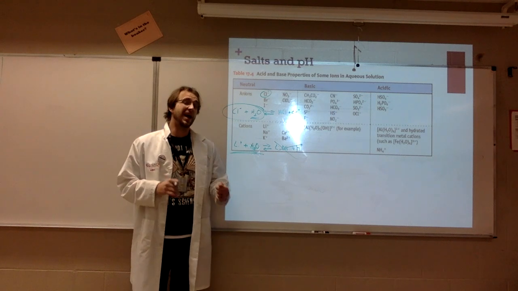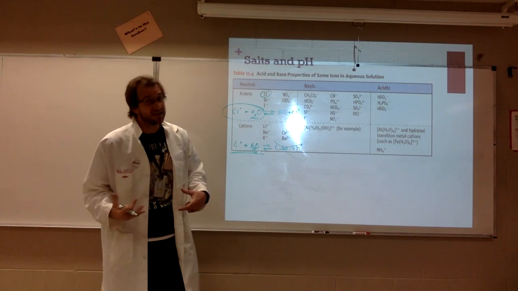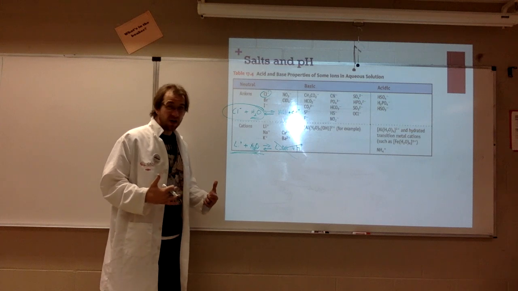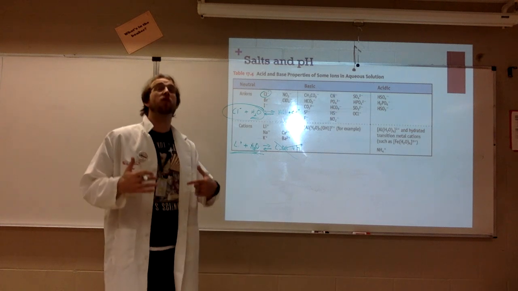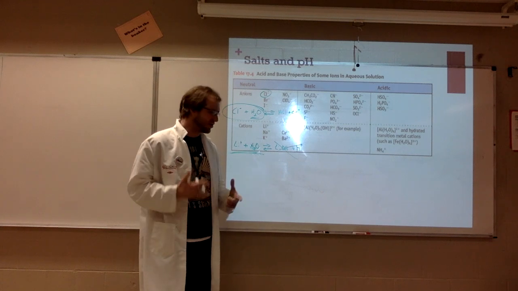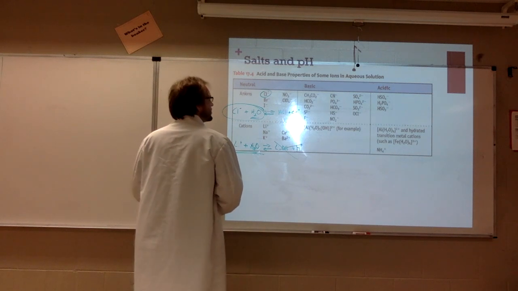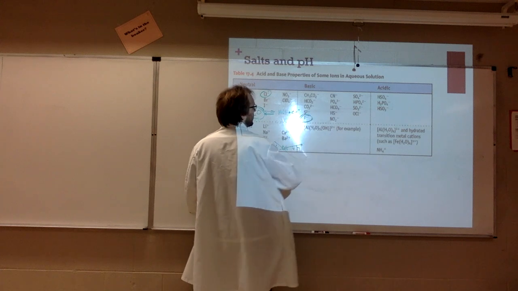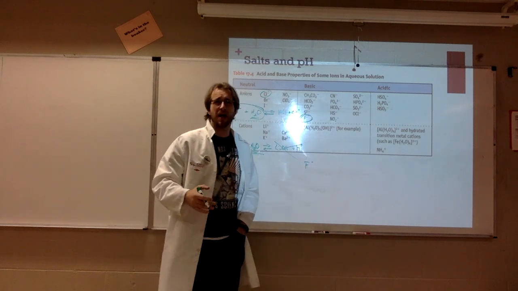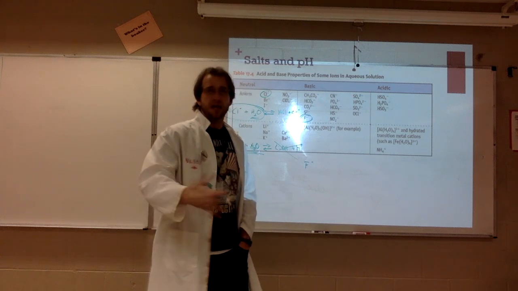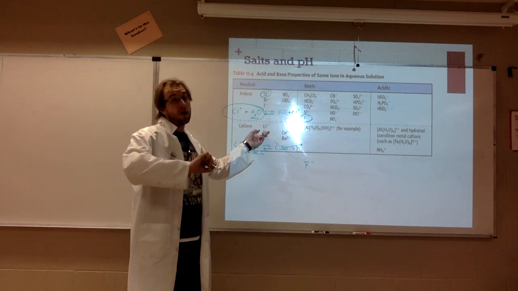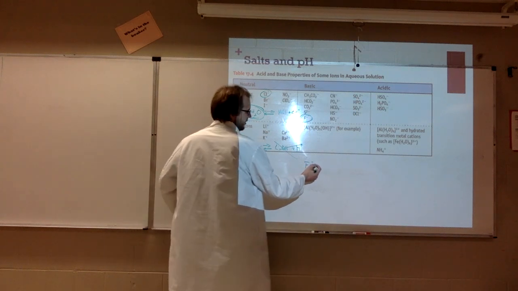But when we look at the conjugates of weak species, all of a sudden we start to see a change in the resulting pH of the solution. One we should look at here would be our fluoride ion. So if we were to throw some salt, for example sodium fluoride, into solution, the sodium isn't going to do anything, but the fluoride is going to affect the pH.